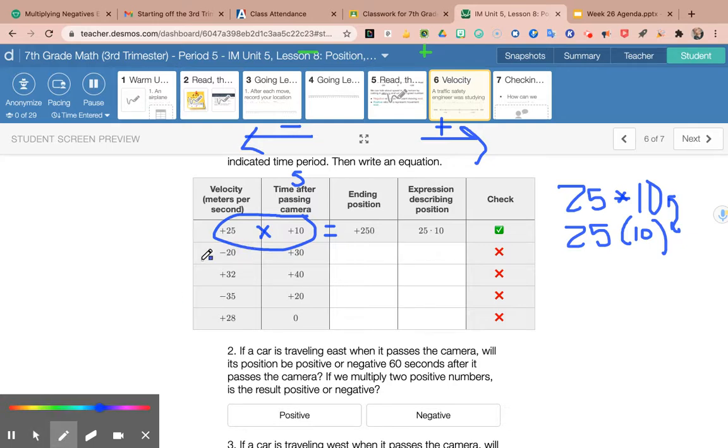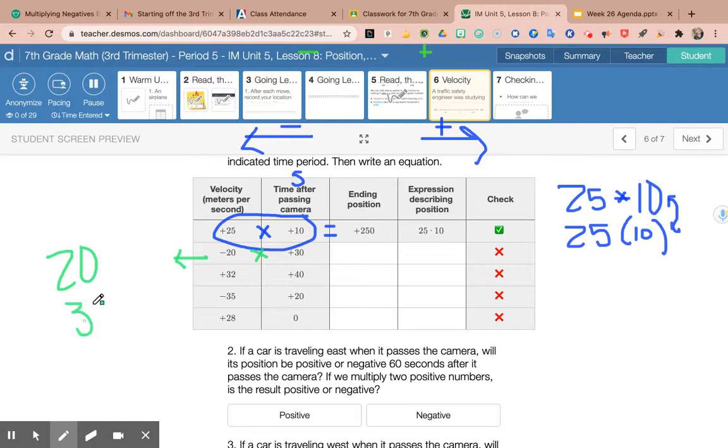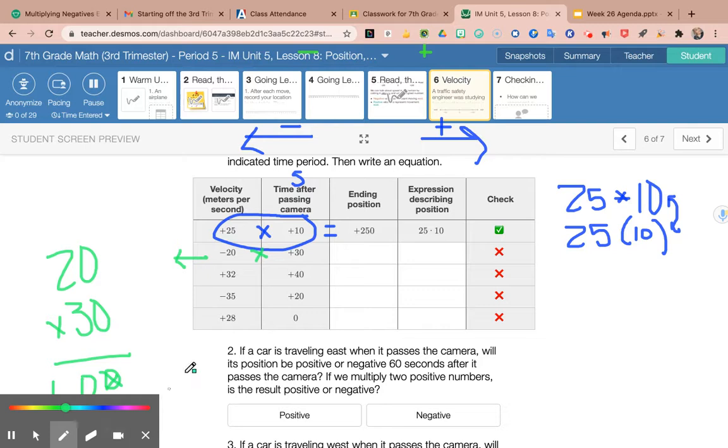Negative 20 just means that this car is traveling west. So this car is traveling west 20 meters every second, and it does that 30 times. So it's traveling 20, 20, 20, 20, 20, and then it does that 30 times. So 20 times 30. 0, that's going to be a dead 0. 3 times 0, 3 times 2 is 6. So I get 600. And the car was going left, so if it continues to go left, it's going to keep going left. So if it's negative, then it's still going to be at the negative position.